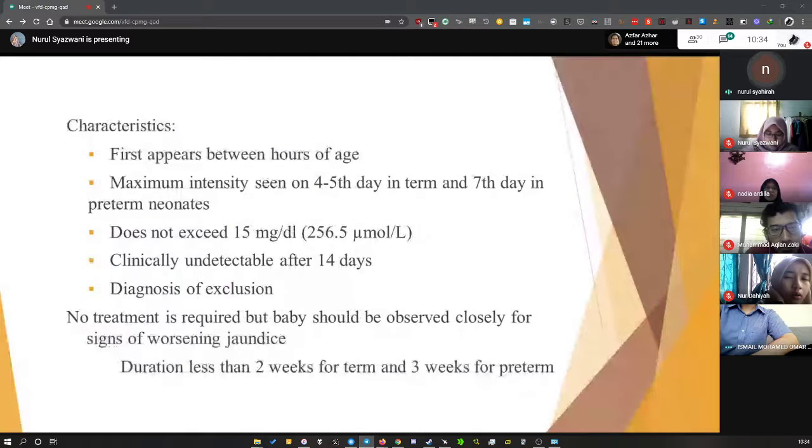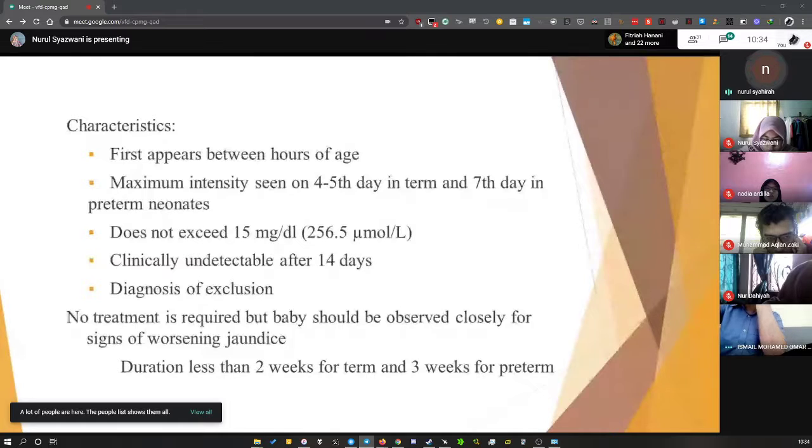Appears between hours of age, and then the maximum intensity is seen on the 4th to 5th day. Usually it does not exceed 15 milligrams per liter. What do you mean by first appears between hours of age? I don't understand.